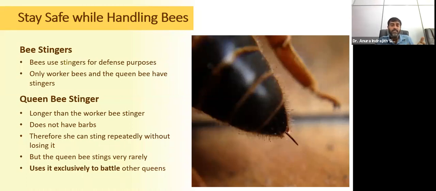But most of the workers are female. They don't lay eggs because the queen lays eggs for everyone. Therefore, the workers use this ovipositor, or egg laying machine, for something else, for defense purposes. Maybe we can have an enlarged view of this stinger in the next slide in time to come.